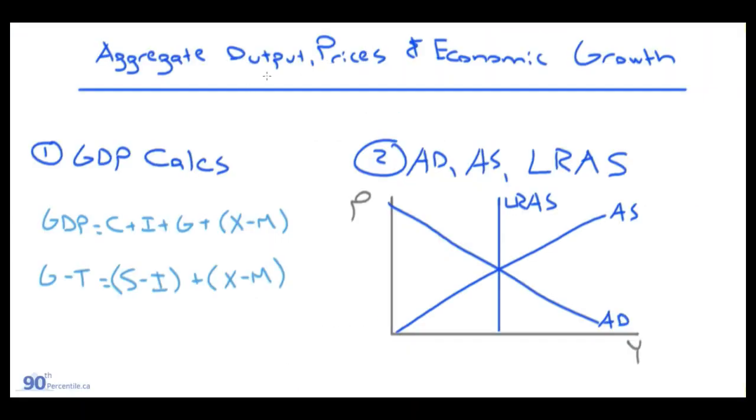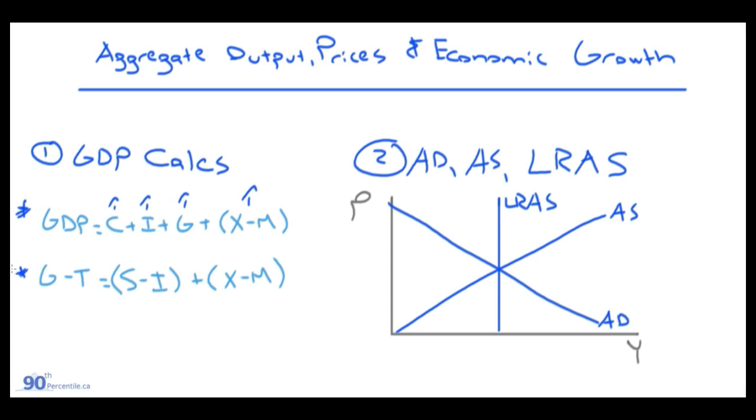This learning module is aggregate output, prices, and economic growth. Here there's really two main topics. One is going to be some different formulas and calculations that we do related to GDP. Key two ones being calculating GDP using the expenditure approach. So it's a sum of consumption, investment, government spending, and net exports.